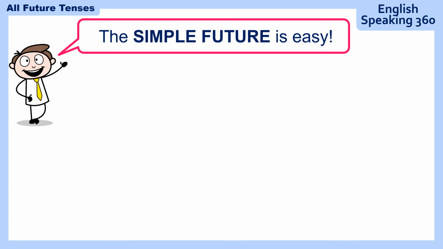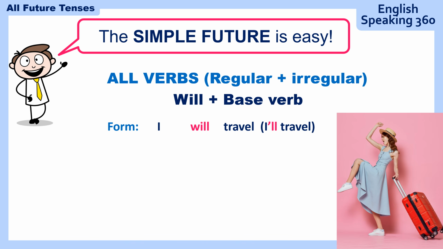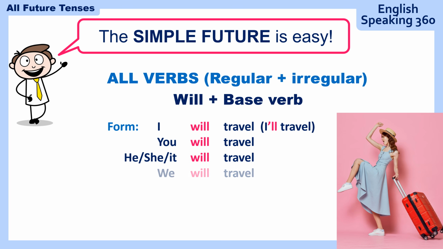The simple future is quite easy because all verbs are the same, regular and irregular verbs. So you use will plus the base verb. For example, I will travel. Travel is your base verb. If you want to use the contraction, you can say, I'll travel. And then the rest is all the same. You will travel, he will travel, we will travel.